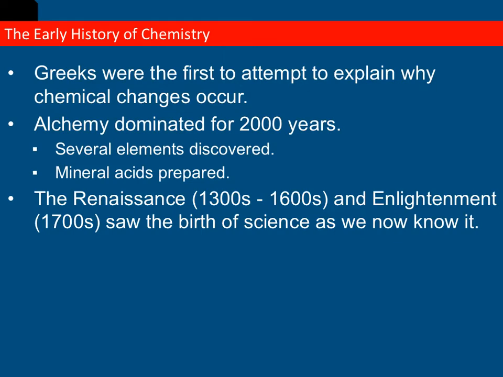Hey everyone, this video lesson is going to cover the atomic theory and how the atom has come to look the way it does today. Early observers of the natural world knew that the world around them was made up of 4 different substances: earth, wind, water, and fire. But it wasn't until the Greeks, who were the first to attempt to explain why chemical changes occur, that the idea known as the atom came about.